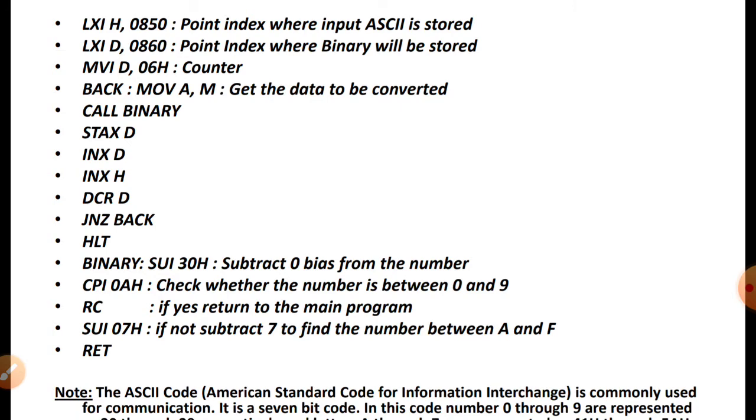लेकिन अगर हमने CPI 0A करने के बाद रिज़ल्ट हमारा 10 से बड़ा है, यानी A है या B है या C है या D है या E है, तो उस केस में वो रिटर्न नहीं करेगा. फिर उसमें से 7 सब्सट्रैक्ट होगा, और 7 सब्सट्रैक्ट होने के बाद फिर ये रिटर्न होगा.